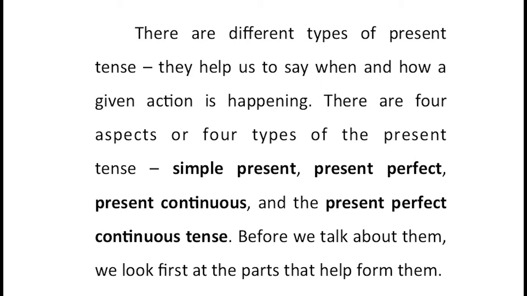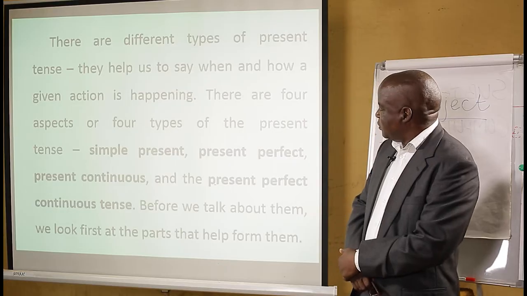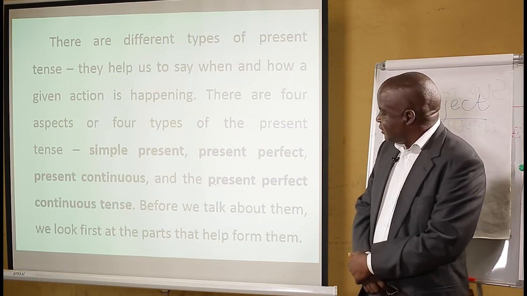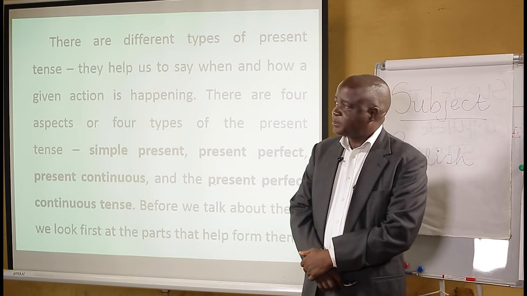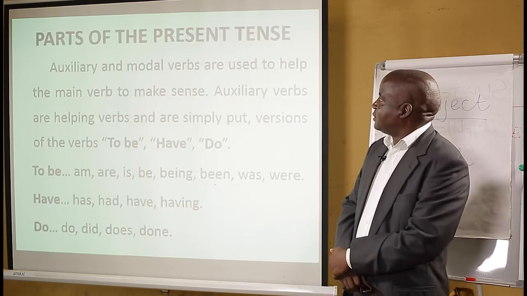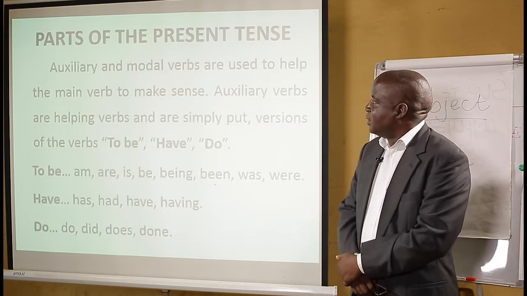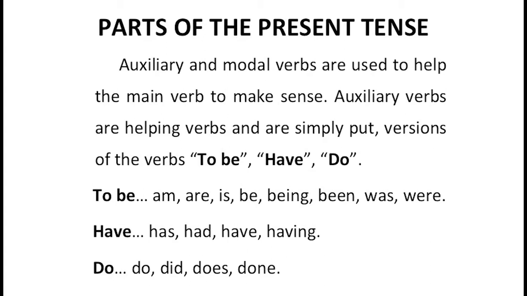You'll find them highlighted. We have the present simple or simple present. We have the present perfect. We have the present continuous, and we have the present perfect continuous tense. Before we talk about them, we will look first at the parts that help form them. Parts of the present tense. Auxiliary verb and modal verbs are used to help the main verb to make sense.